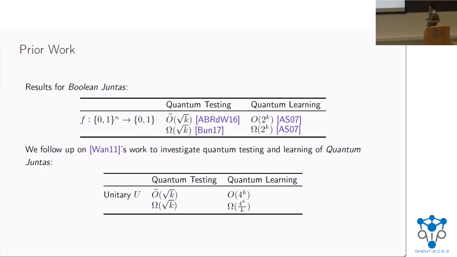And for the learning side, you can also develop a quantum learning algorithm that will learn such k-juntas in k queries. So here we're not dealing with testing or learning classical Boolean functions. We're working with quantum juntas, which are unitaries. And the bottom table shows the results that we're going to demonstrate. In particular, we're going to follow up on Wang's work in 2011, which pioneered testing quantum juntas, and we're going to show that to test a quantum junta with a quantum algorithm, you need square root k queries, and to learn it, you need 4 to the k queries. So this is the contribution of this work.